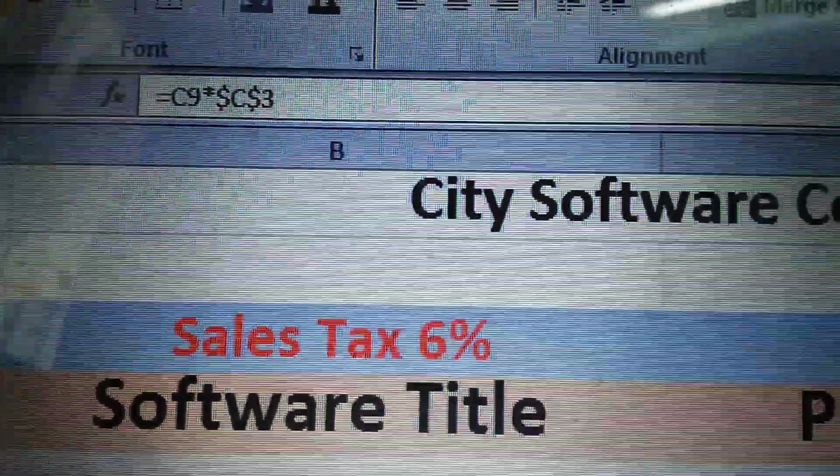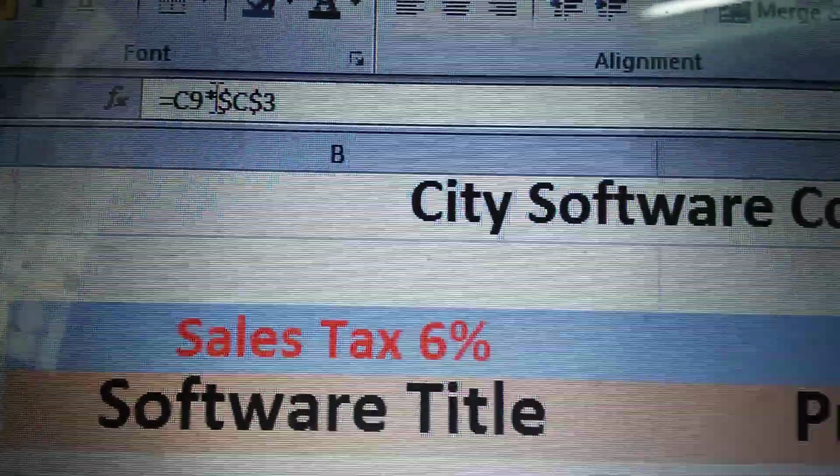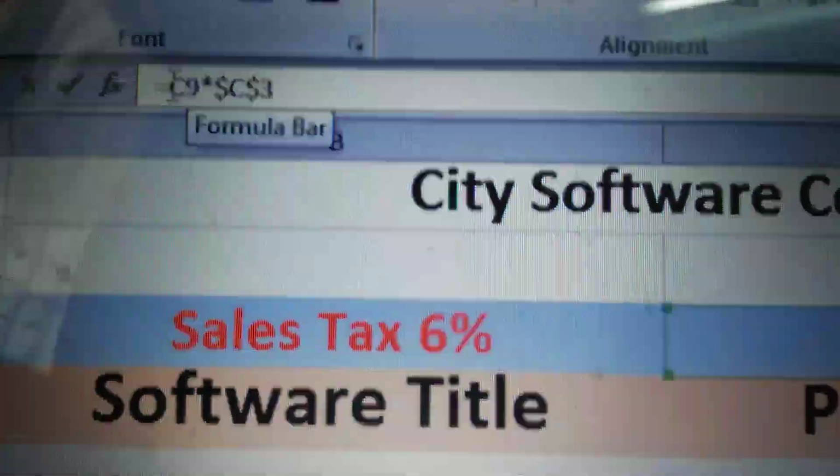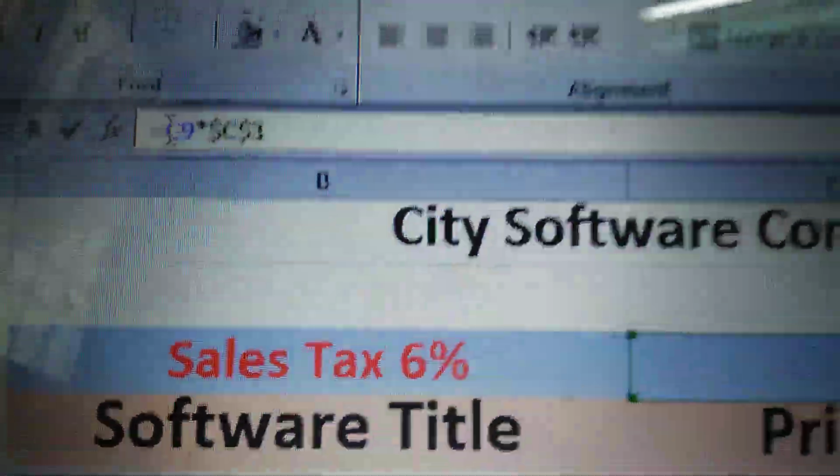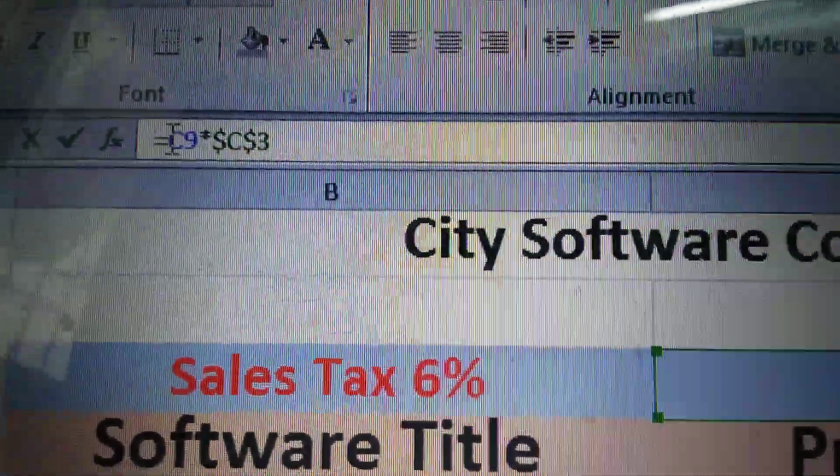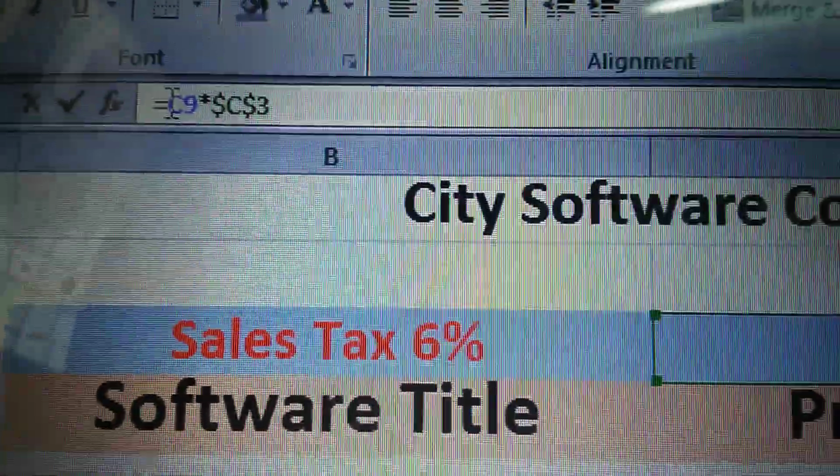And just to remember, while placing the formula over here, it's very important for you to place an equal sign before starting any formula. This is very important.